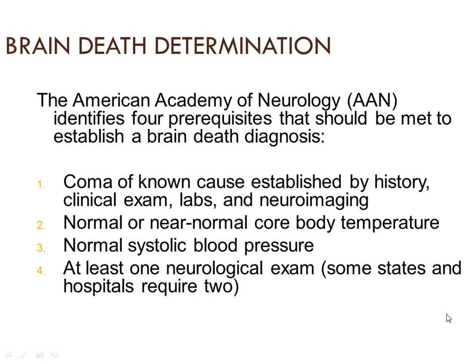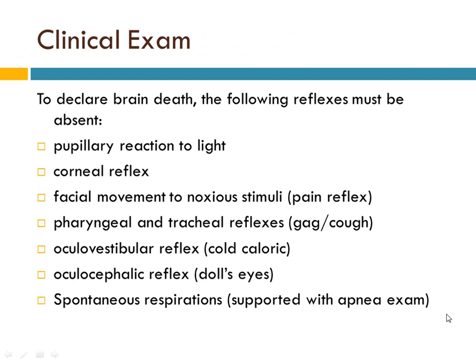So this is the clinical exam. You're going to check for all of these reflexes. They all have to be absent, and they all have to be absent under the previous slide's prerequisites. So you have to have a normal temperature, a good blood pressure, and your pupils can't be reactive to light, no corneal reflex, no pain reflex, no cough or gag reflex, no ocular vestibular reflex. Do you guys know how that's done?